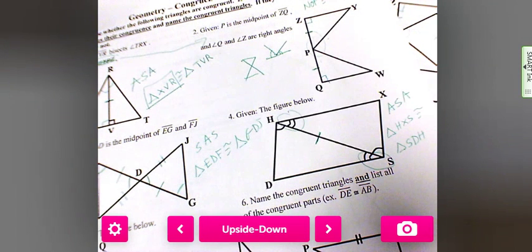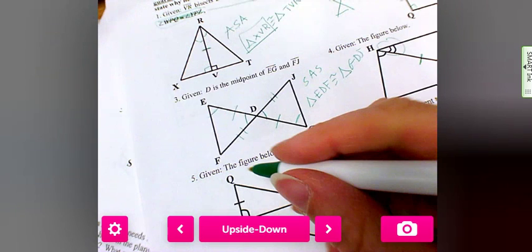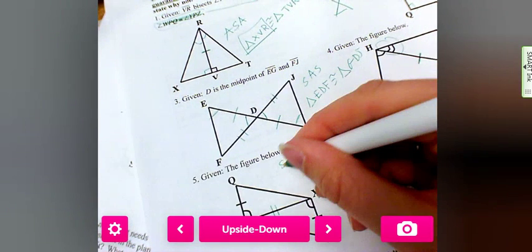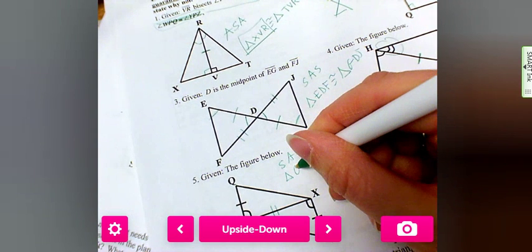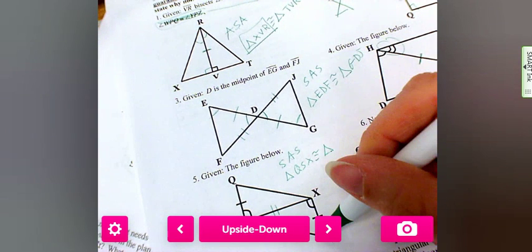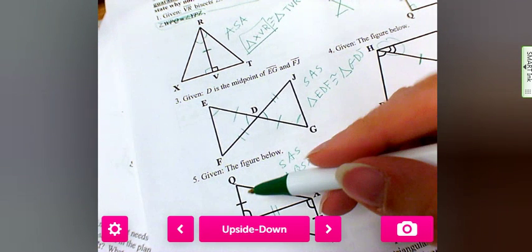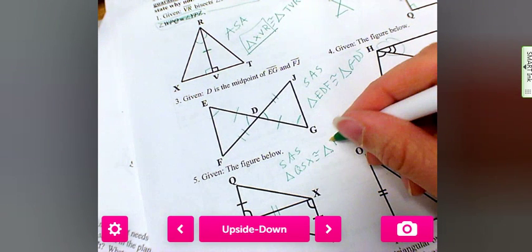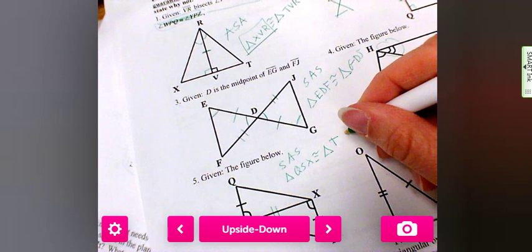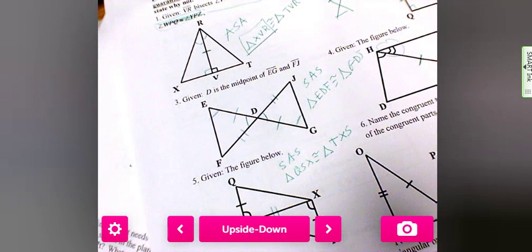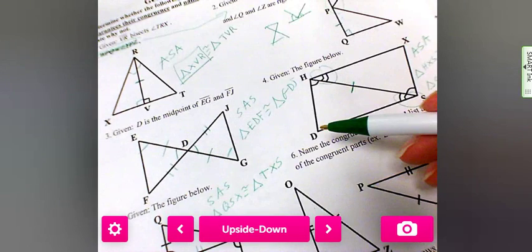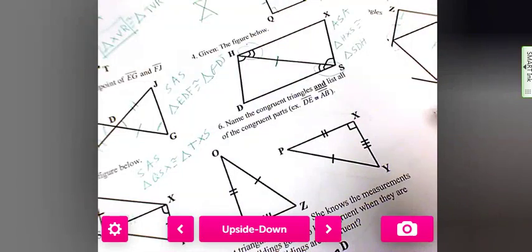Number 5. We know these are congruent to each other by reflection, so this is by side, angle, side. Let's try it again. Triangle QSX is congruent to what triangle? T. Okay, Q and T go together, and then X and S go together. Yep. Yes.